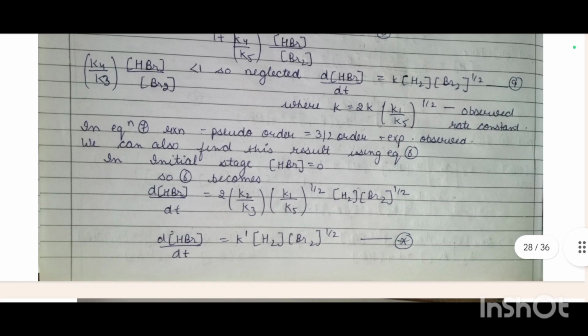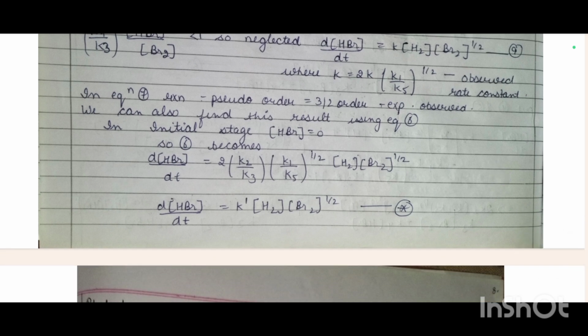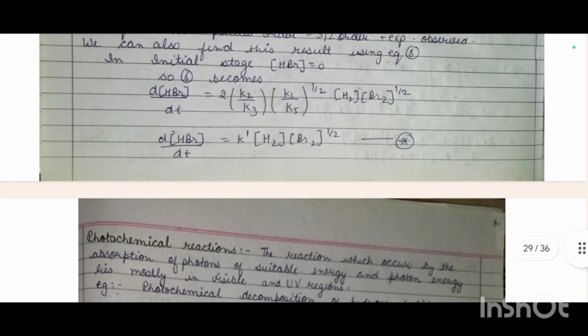From the above reaction, the pseudo order is 3/2, which is experimentally observed. We also find this result using equation 6. In the initial stage, [HBr] = 0 and d[HBr]/dt = 2(k2/k3)(k1/k5)^(1/2)[H2][Br2]^(1/2), so d[HBr]/dt = k'[H2][Br2]^(1/2).